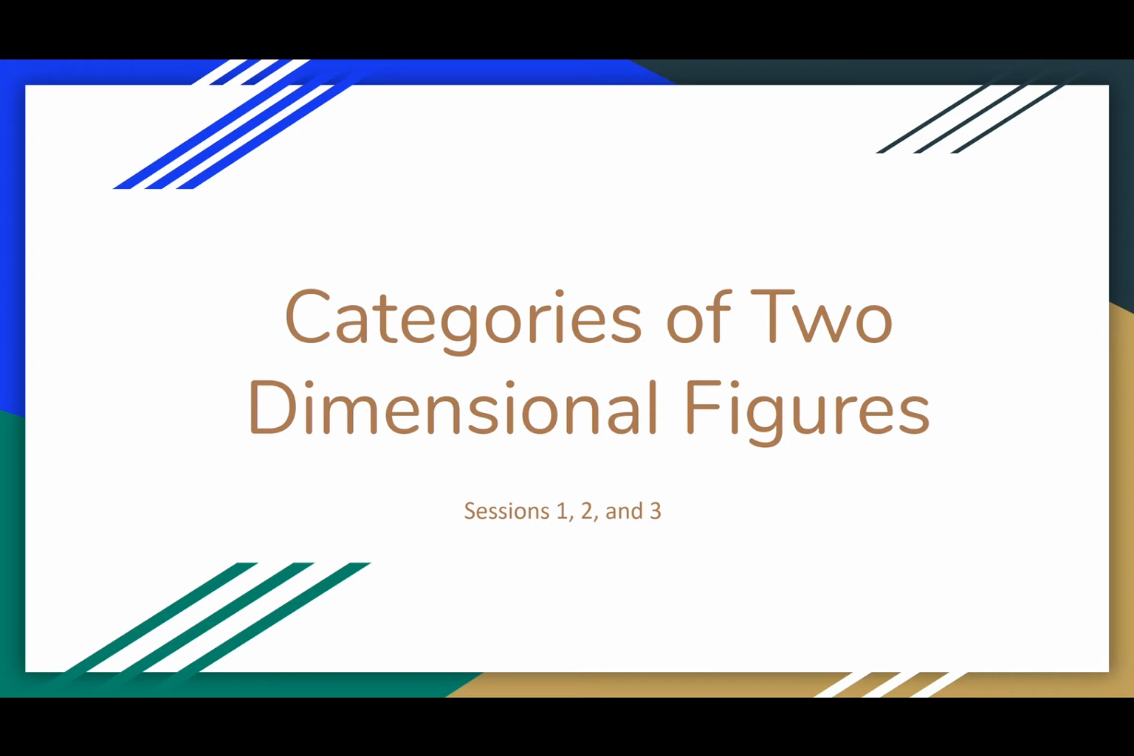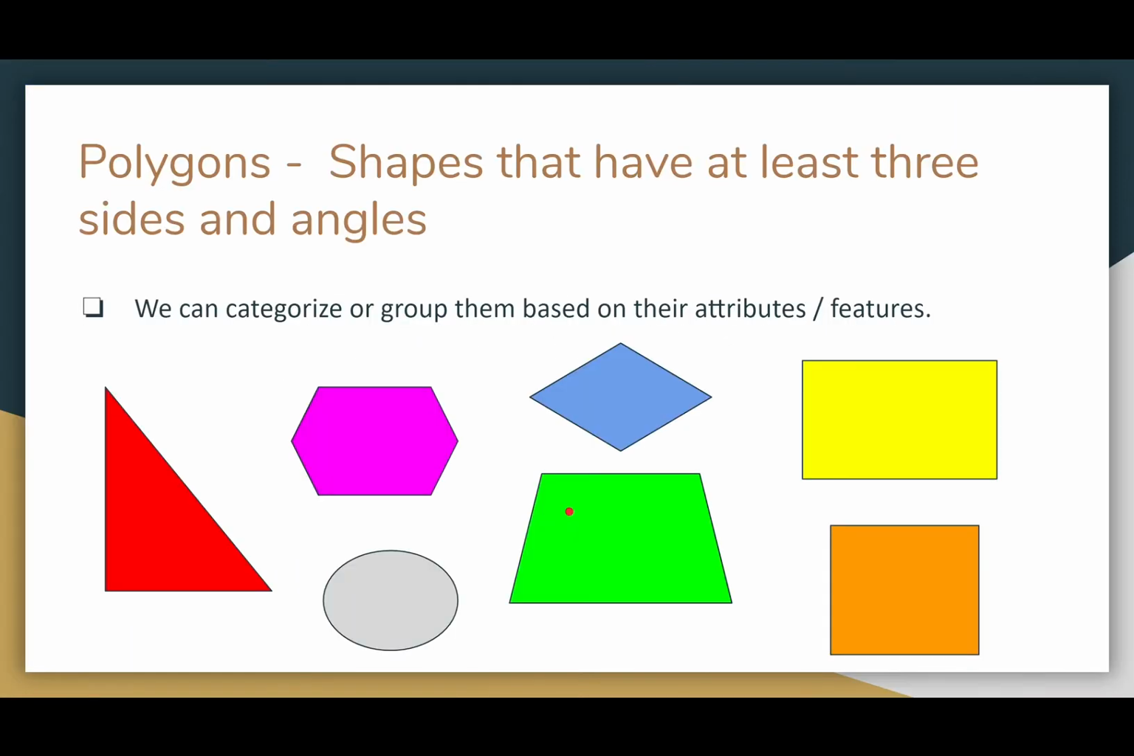So first, when we're looking at these two-dimensional figures, we have to look at the word polygon. A polygon is a shape that has at least 3 sides and angles, okay? We can categorize or group them based on their attributes or features, okay? So when we're looking at these polygons, there's definitely one of these that is not a polygon. If you can identify it, think about that.